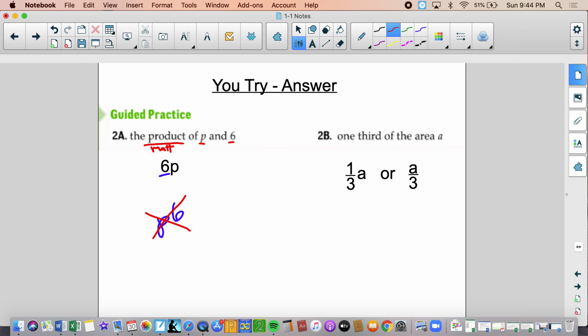1/3 of the area A, so we can have 1/3 of, meaning multiplication again, product. So you can have 1/3 times A, or we can have A over 3. Because remember, 1/3, what's A as a fraction? A over 1. What's 1 times A? A. And what's 3 times 1? 3. So that's the reasoning behind that.